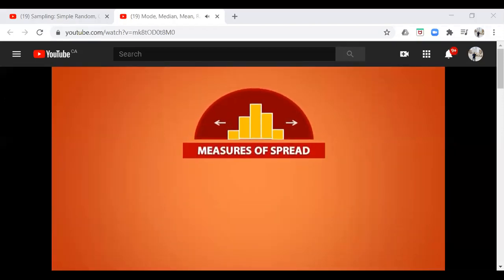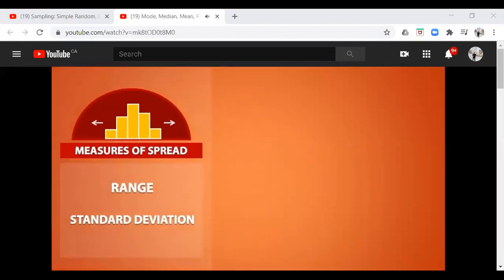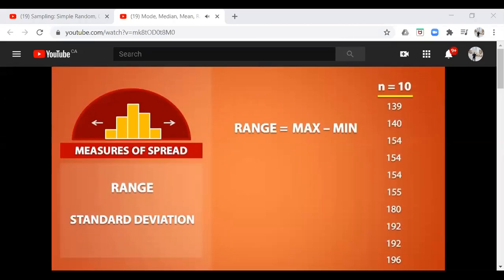Now let's talk about the measures of spread. This includes the range and standard deviation. Both of these values measure spread in different ways. The range is simply the maximum minus the minimum, so it tells us how much room a distribution takes. In this dataset, the range is equal to the largest number, which is 196, minus the smallest number, which is 139. As a result, the range is equal to 57.